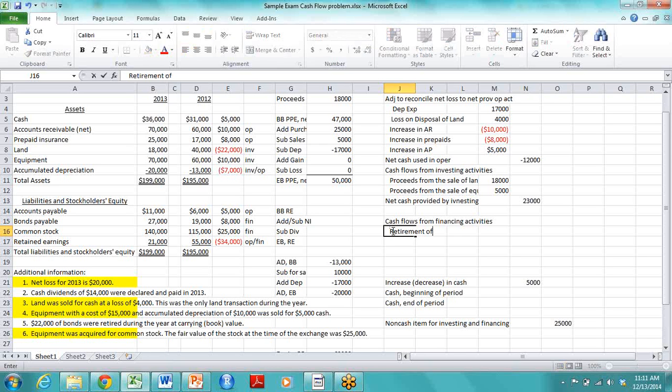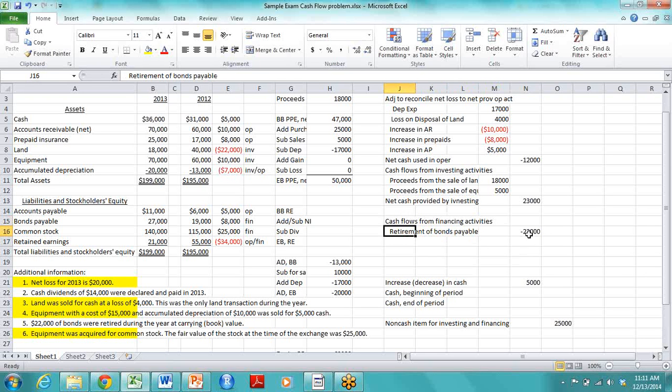We're going to do retirement of bonds, and I'll answer your questions on the investing section in one second. Retirement of bonds payable. And here it says that bonds were retired at their carrying value, so there's no gain or loss. When we retire bonds, it's going to be a cash outflow. So we're going to have negative $22,000 because when we're retiring bonds, we're giving the bondholders back their cash in exchange for taking the bond back. So it's going to be a negative cash outflow.